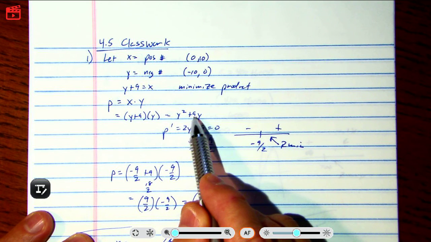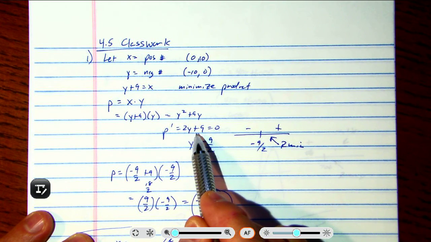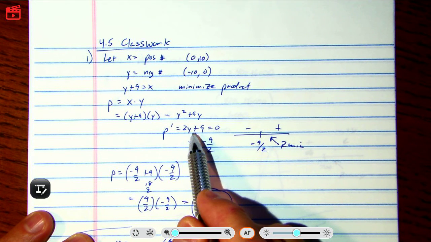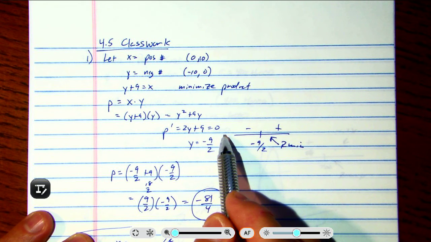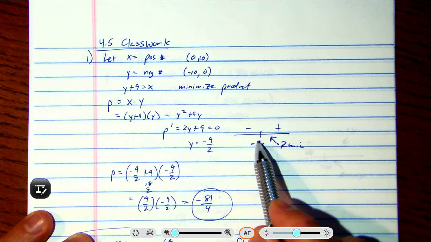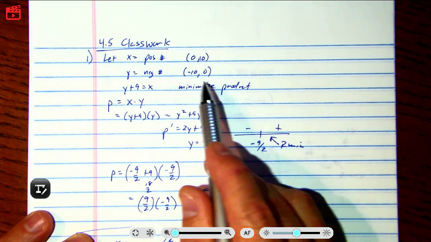And then you take the derivative of this, just 2y plus 9, and we're trying to minimize the product, so we want this to be a minimum. Where's the critical point? The critical point happens when it equals 0. Solve for y and you get negative 9 over 2. If you do the sign line, yep, you see that's a relative min, which means it has to be an absolute minimum on this interval.